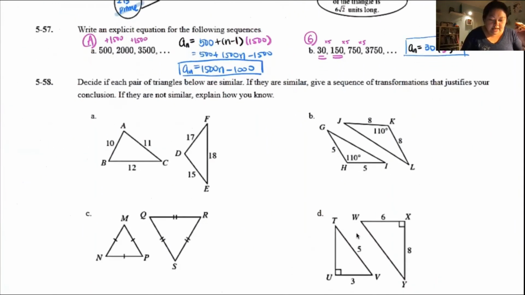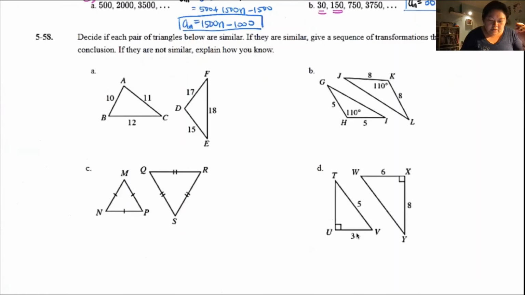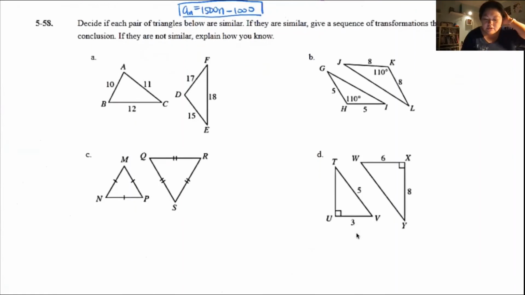Next says, decide if each pair of the triangles below are similar. If they are similar, give the sequence of transformations that justifies your conclusion. If they're not similar, how do you know? So again, reminding ourselves, there's only 3 ways to prove similarity: angle-angle, side-angle-side, and side-side-side similarity. Okay? All right, so if I take a look at A here, I see all sides. I don't see any angles. So the hint for myself is I have to check and see if this is side-side-side. So what do I do? I take short side matching short side.